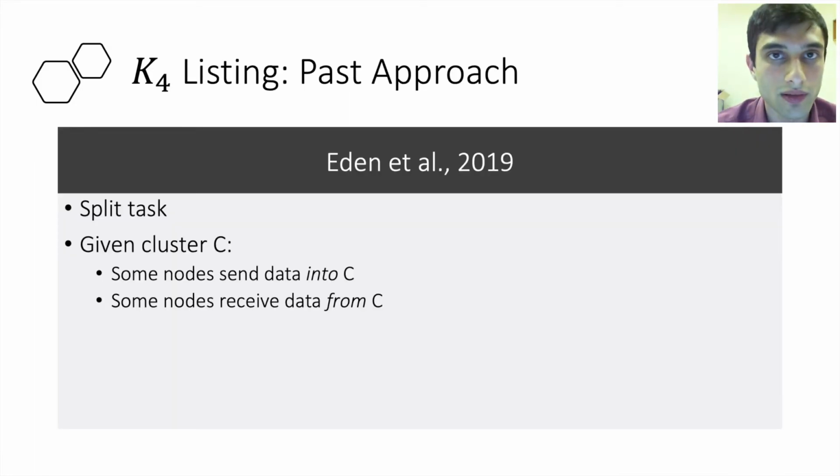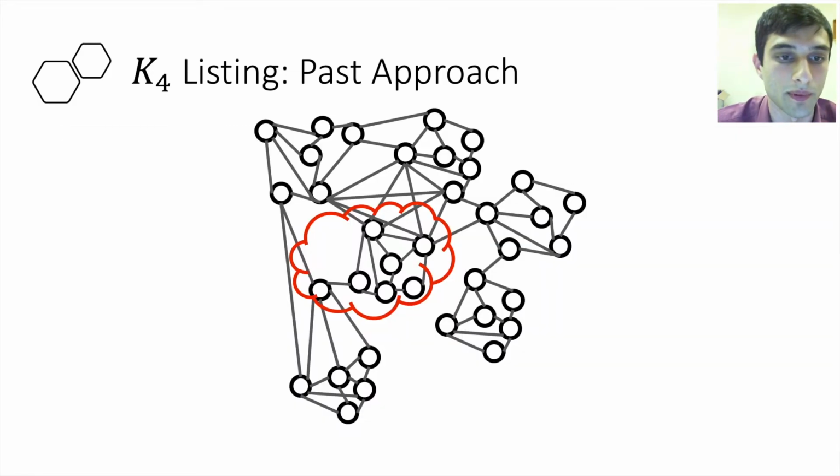In a previous work, they tried to tackle this problem. The way this problem was tackled, some edges were brought into the clusters, while some edges were sent out of the clusters, and so the task of the listing was distributed to the cluster itself and the nodes outside of it. Let's see this for example. So for instance, take this K4.